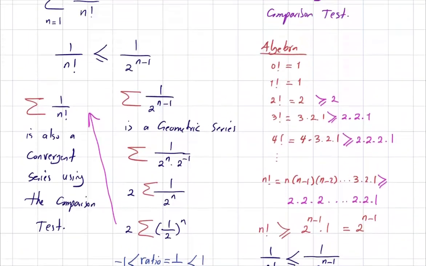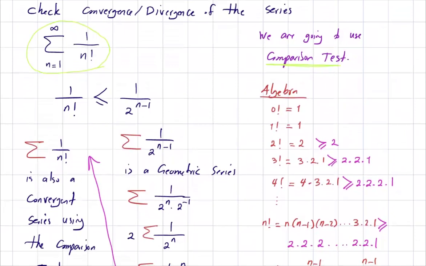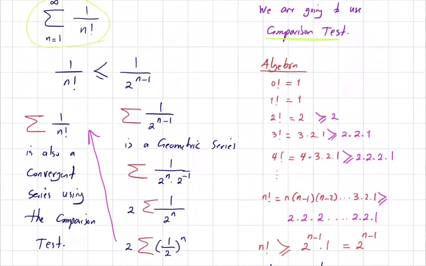So let us recap what we did. Here we are checking the convergence and divergence of the summation of 1 divided by n factorial. n starts from 1, goes to infinity. I'm going to use comparison test. Why? Because I can do algebra easily. From algebra, 0 factorial is 1. 1 factorial is 1. 2 factorial is 2, which is more than or equal to 2.